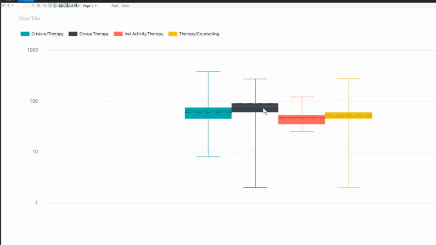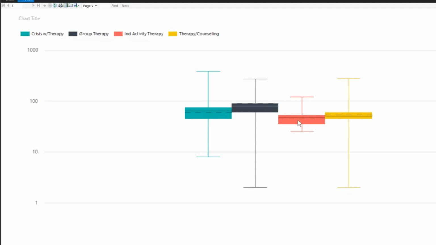So in this example, group therapy is up a little bit. Most of the group therapy at this agency is longer than most of the individual therapy sessions. So see how the black is longer. It's closer to a 90-minute group therapy session, which makes sense, right? A lot of groups are 90 minutes versus most individual therapy is 60 minutes.